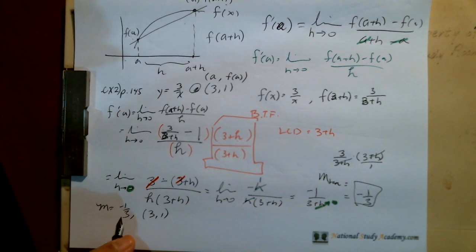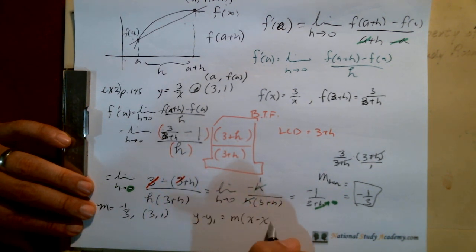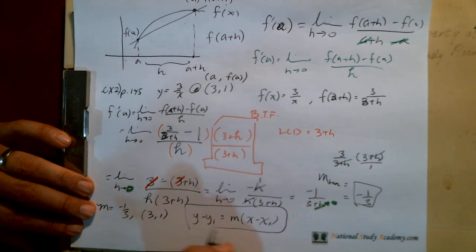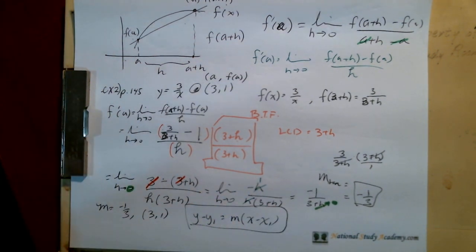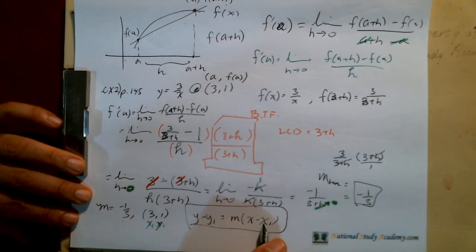We're going to use the point slope form. Do you guys remember the point slope form? y minus y1 is equal to m times x minus x1. There's your point slope form. This is x1, y1, and that's your slope. So you just plug it in. You see that? That's your point, and that's your slope.